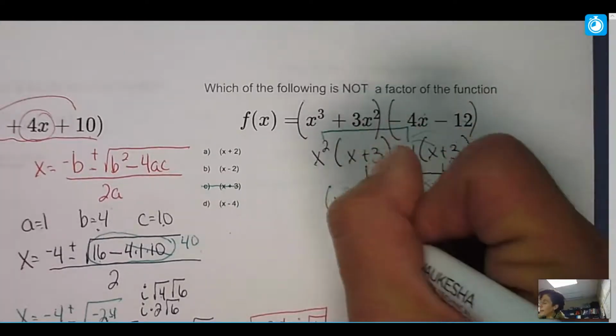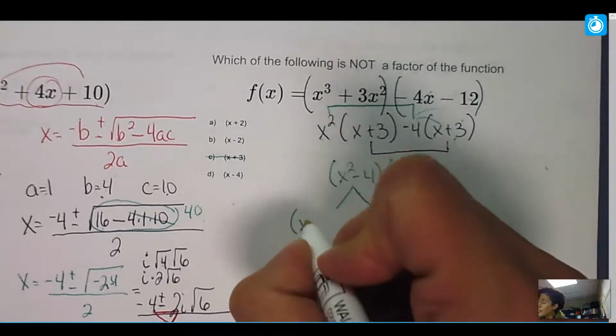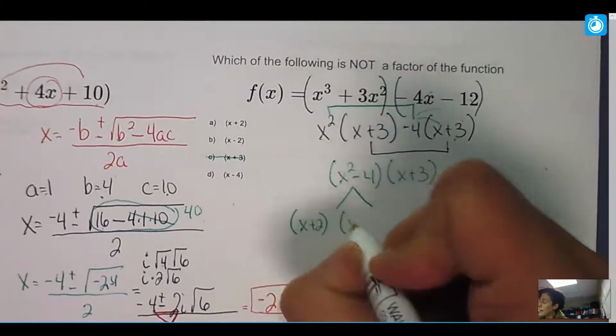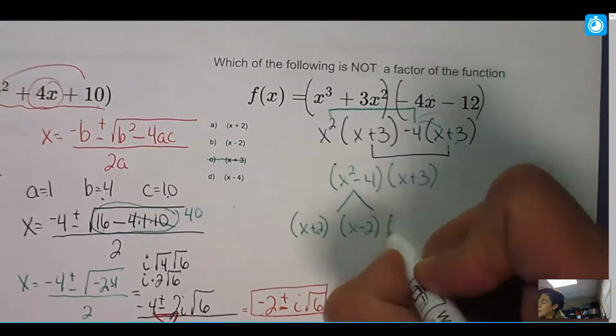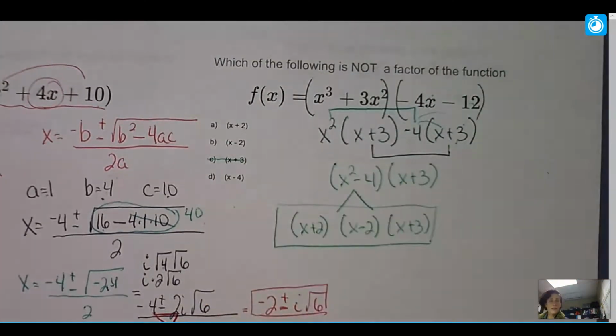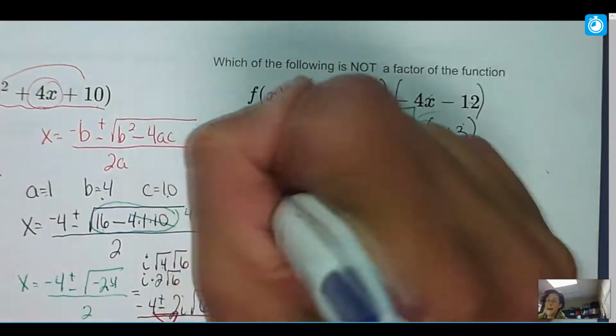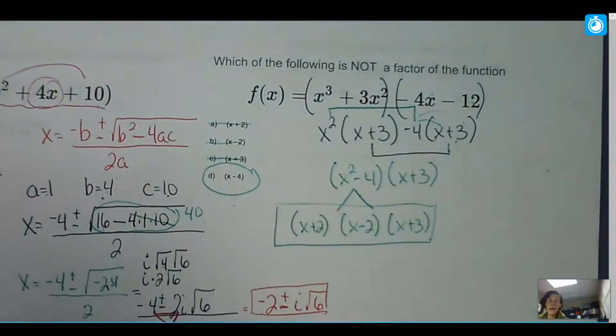And as it turns out, you do have to factor it completely into a difference of squares: x plus 2, x minus 2. And I'll just drop down that x plus 3. So these are all factors. So I can eliminate A and B, and D is not a factor. So don't forget about a difference of squares.